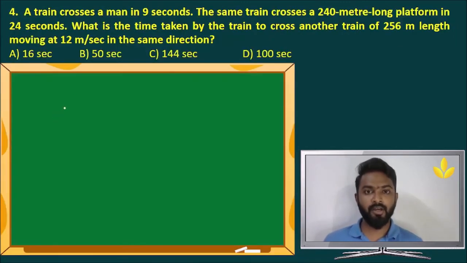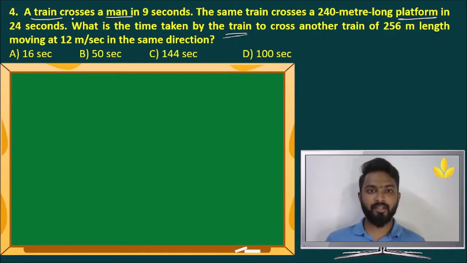Question number 4. Question number 4 is a combination of all the previous 3 questions. Here there is a train, there is a man, then there is a platform, and then there is another train. So everything is there. Let's go slow with this. A train crosses a man in 9 seconds. Now they have not mentioned that the man is moving, so we assume that the man is not moving.